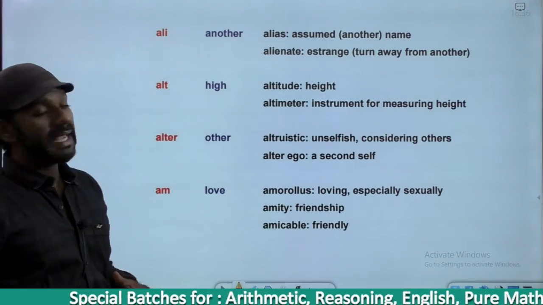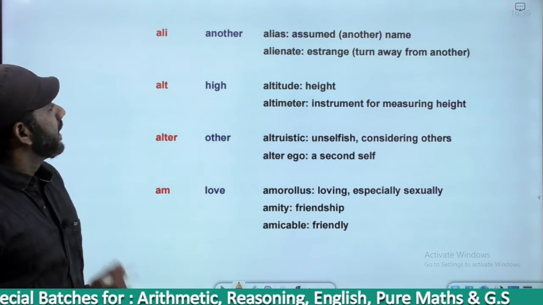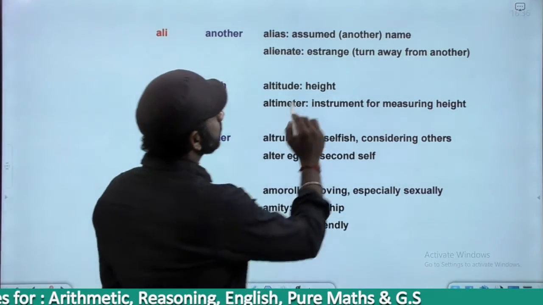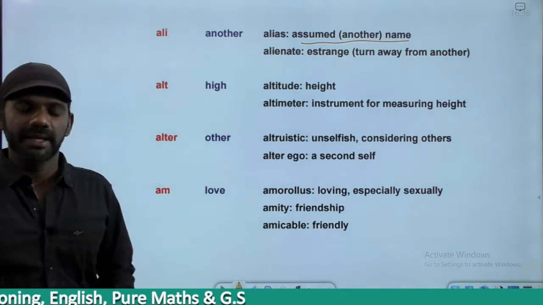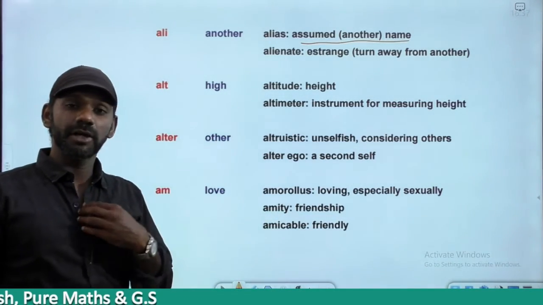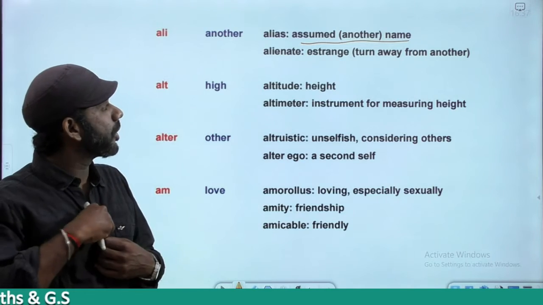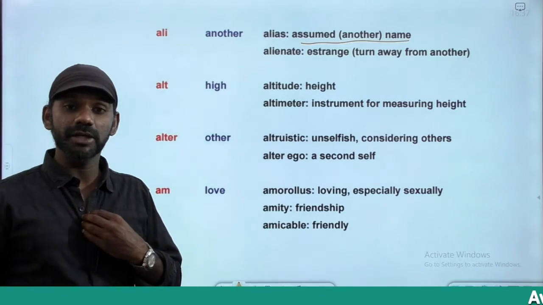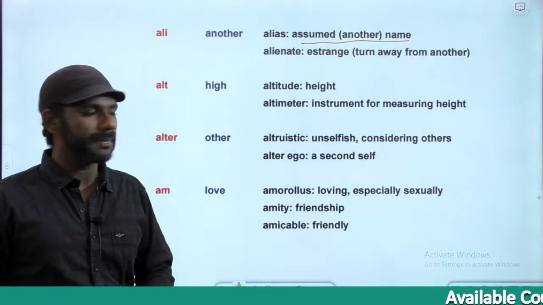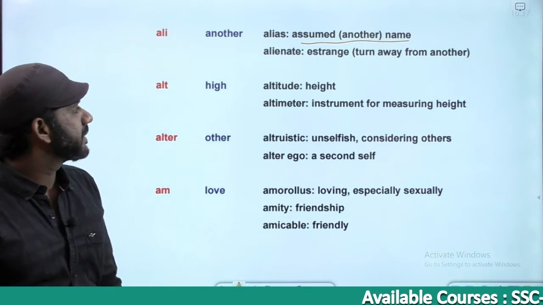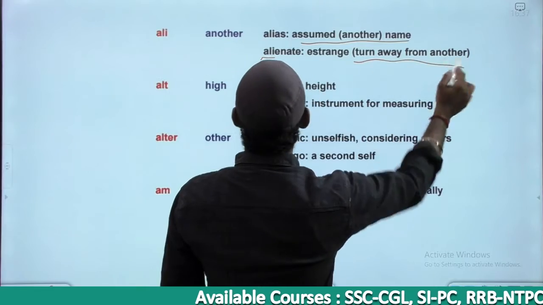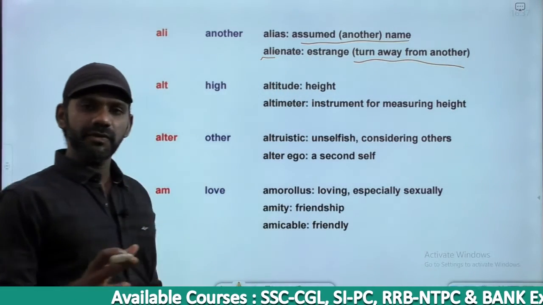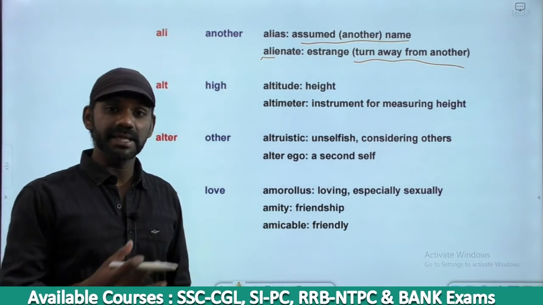ALI means another, right? Alias is assumed name. Assumed name or another name, not a real name. We give or portray a name or present a name that is not us, giving another name. Alienate means to estrange. Estrange means to turn away from another. Turning away from another person is termed as alienating.